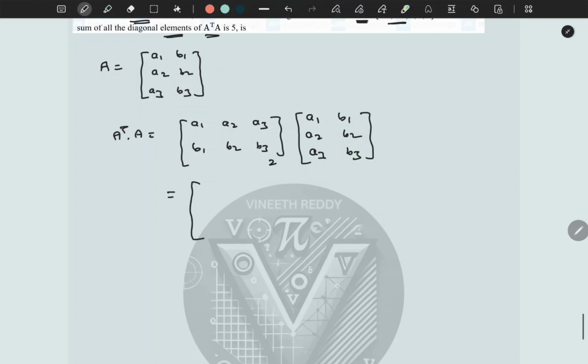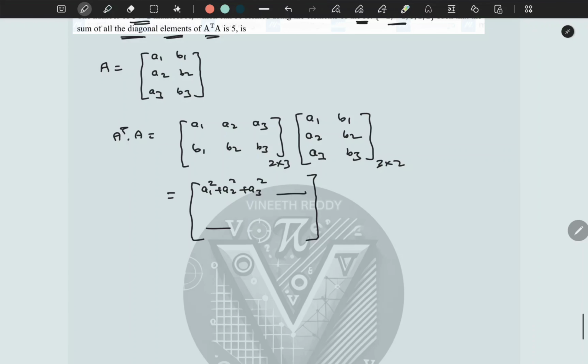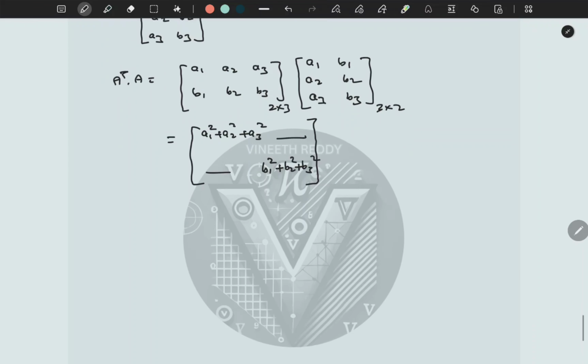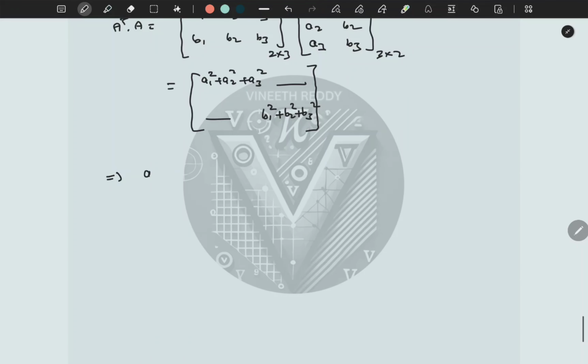I think so, it is 2 cross 3 and this is 3 cross 2. So the final result will be 2 cross 2. So what do we get here? We get A1 square plus A2 square plus A3 square, and this we are not interested in because we are just interested in the diagonal elements, the sum of the diagonal elements. So here we get B1 square plus B2 square plus B3 square, and what is the sum of diagonal elements? That is equal to 5.